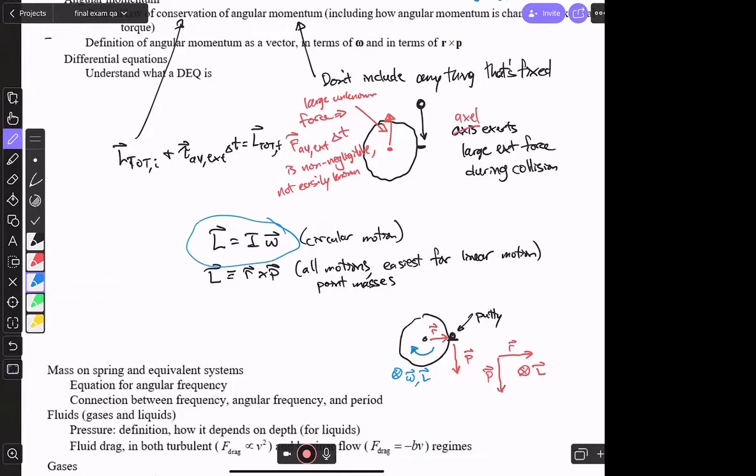Sure. I mean, you have to use both of them for this problem that I've been using as an example. You have to use both equations, right? Because you were using L equals r cross p to get the angular momentum of the putty just before it hits. And then you were using L equals I omega to get the angular momentum of the system after the putty hits.